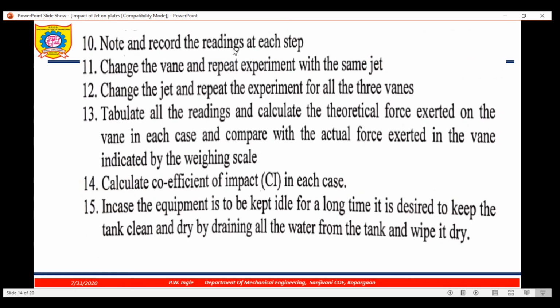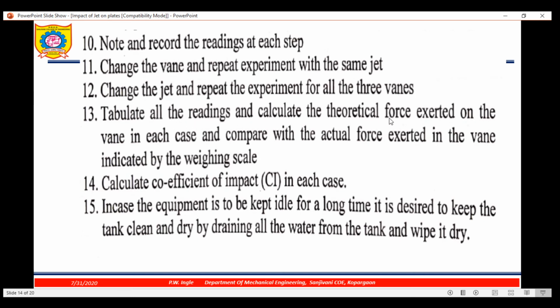Now note and record the reading at each step. Change the vane and repeat the experiment with the same jet. So first of all you mount the flat vane, then later you can mount the curved vane, and then the inclined vane. Then change the jet. Again you can change the jet, it may be 8 mm diameter, 10 mm diameter like this, and repeat the experiment for all three vanes.